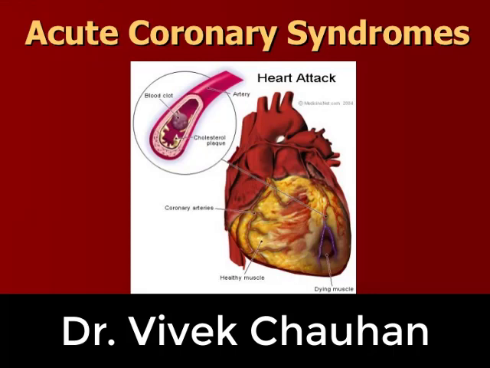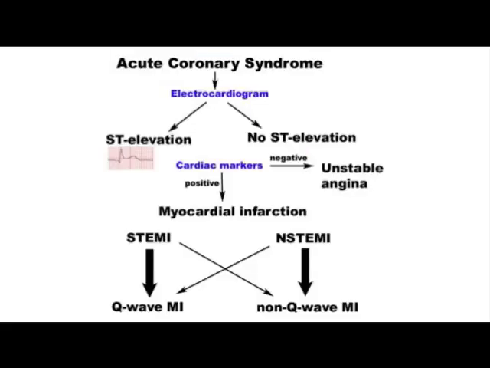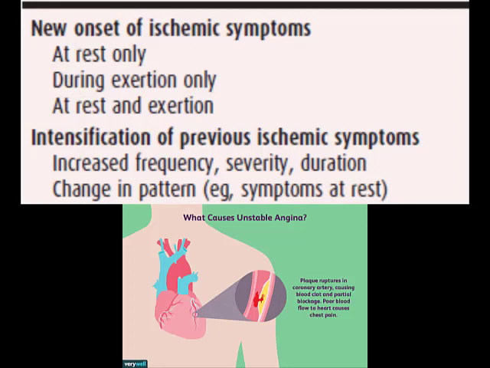In my last video we covered stable angina, and today we will cover acute coronary syndrome. Acute coronary syndrome is a term that includes both unstable angina and myocardial infarction. Unstable angina is characterized by new onset or rapidly worsening angina, angina on minimal exertion, or angina at rest in the absence of myocardial damage.